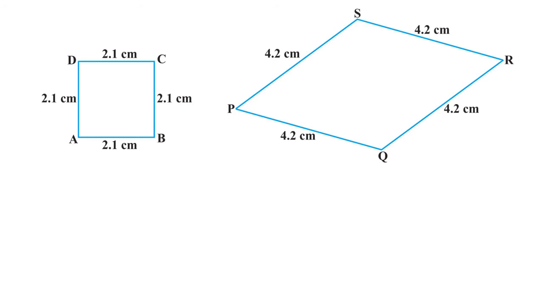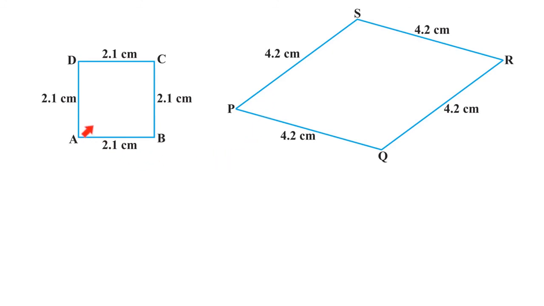What about these two quadrilaterals? Are they similar? Let's look at it. Let's look at the scale factor. What is the scale factor? The ratio of the corresponding sides. So what is the corresponding side of AB? It is PQ. If you just observe the figure, all the sides of ABCD are 2.1, and in the other quadrilateral, all the sides are 4.2. So definitely the ratio of the corresponding sides is going to be the same. The scale factor is going to be the same. Okay, the second criterion is satisfied.